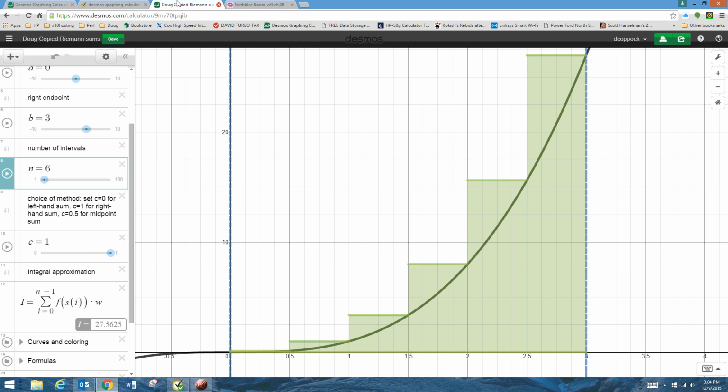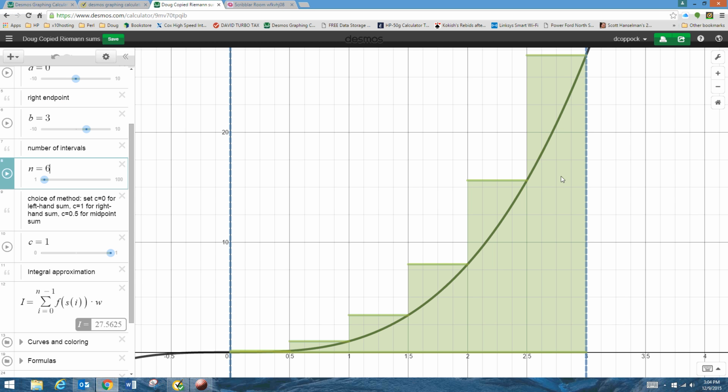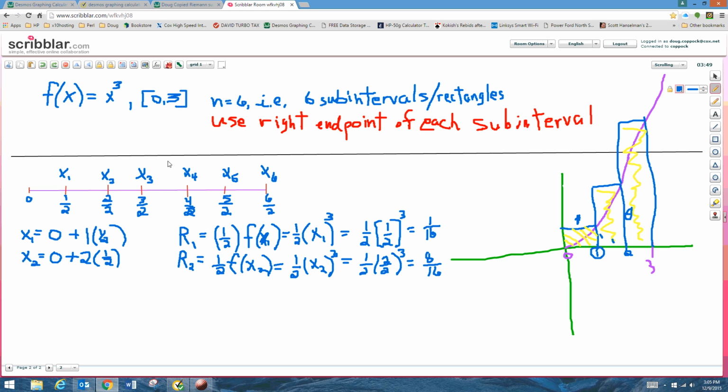So we're going to go back to here and calculate by brute force the area of those 6 rectangles that are pictured here. We should get this number right here, 27.5625. And then we're going to see if we can generalize that formula using summation notation. And finally, we're going to see what happens if we let the number of rectangles, or the n, approach infinity. Can we actually get the true area under that curve from 0 to 3?